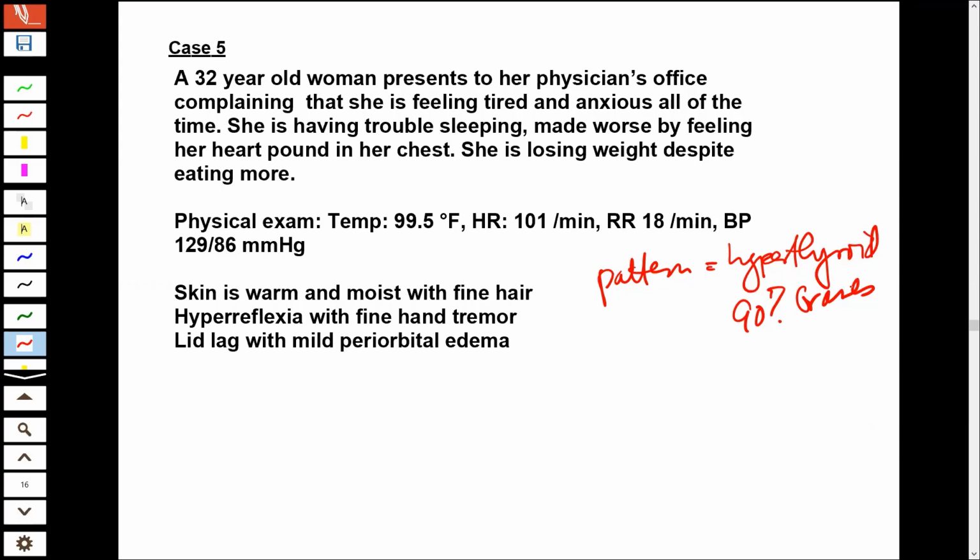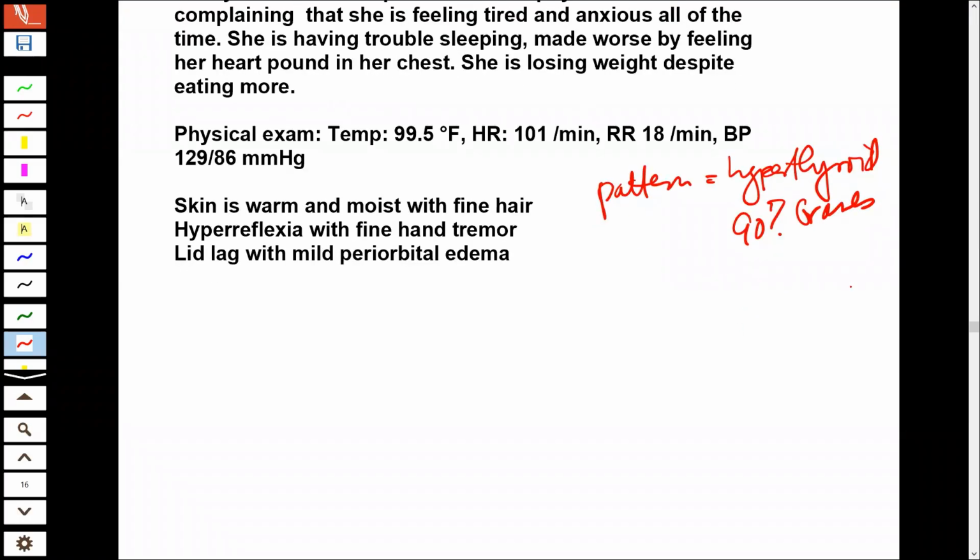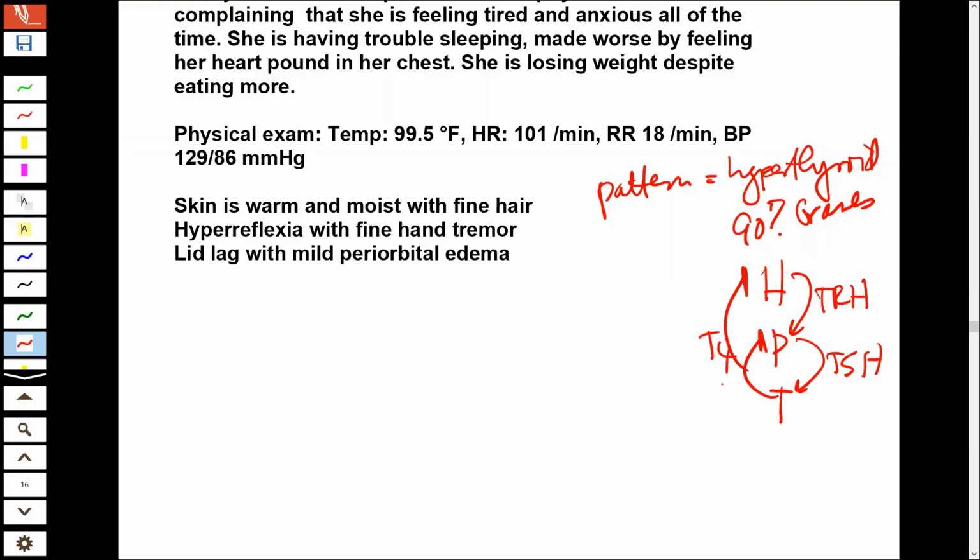okay? So as always in thyroid, or any system, you're always going to set it up as hypothalamus, pituitary, thyroid. There's my thyroid releasing hormone, there's my thyroid stimulating hormone, and there's my T4 with my feedback inhibition. You always set up every endocrine system as a feedback system. Okay, but how do I think about thyroid?